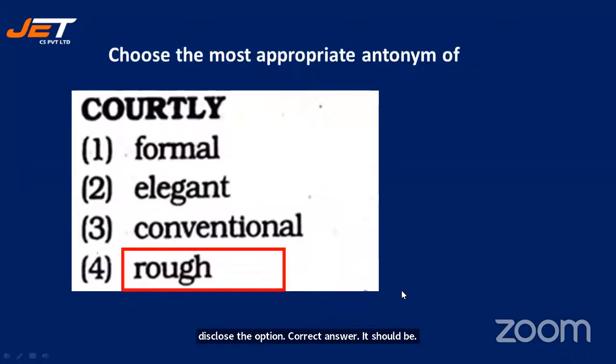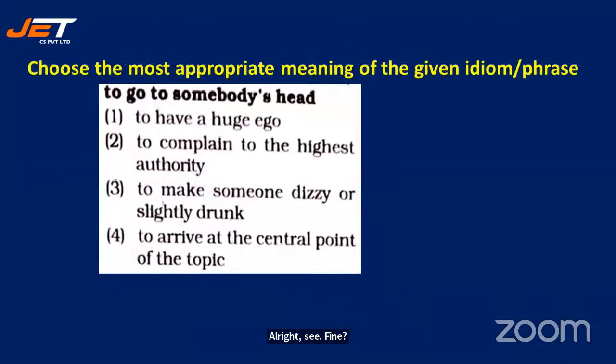See? Fine. Yes. Now, choose the most appropriate meaning of the given idiom or phrase. So far, we were seeing the meaning of the words. Now, let us see the meaning of idiom or phrase. To go to somebody's head. All right, so four options. Quickly give me your answers in the chat box before I could finish reading it. To have a huge ego. To complain to the highest authority. To make someone dizzy or slightly drunk. To arrive at the central point of the topic.